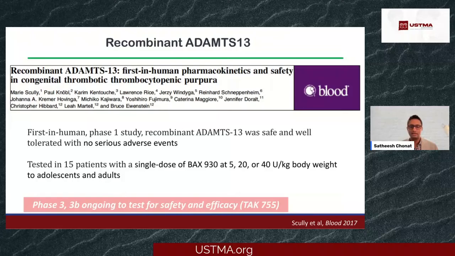Currently, the phase 3 and extension phase 3B is ongoing, and that is looking at how safe it is by using it on a long-term basis, and also how efficacious it is by using it long-term. Hopefully we'll learn more about it maybe in the next year, at the USTMA meeting. Next slide, please.